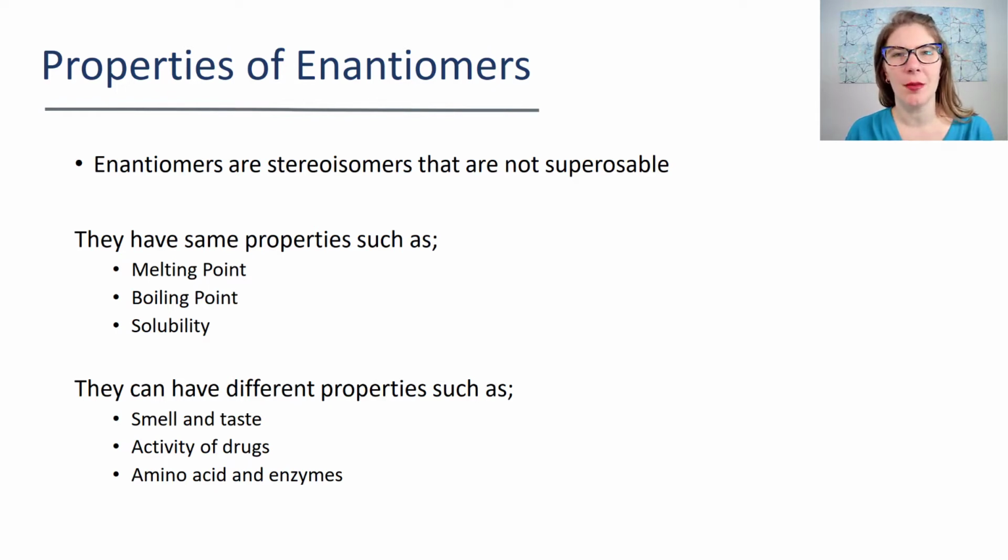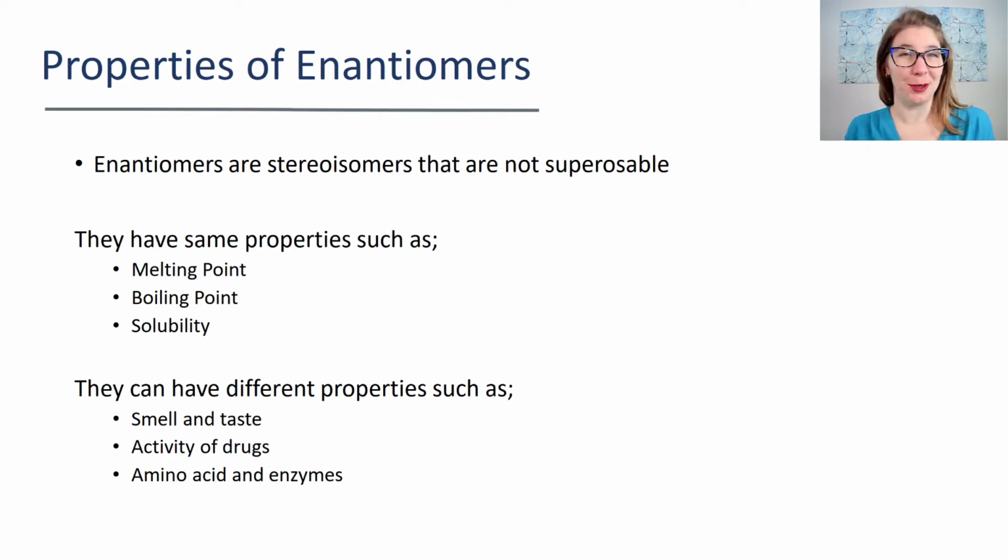Because they have the same chemical formula and the same connectivity, and they only differ in the direction that the groups at the chiral centers point, they have the same majority of the same physical properties. They have the same melting point, they have the same boiling point, they have the same solubility. So how the heck do you separate them or distinguish between them?